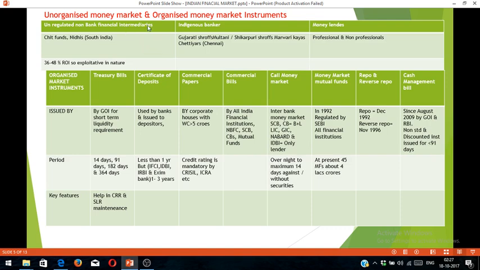But what are the drawbacks of this money market? Why is the unorganized money market not so popular or famous? We are not seeing any branch of this unorganized money market.